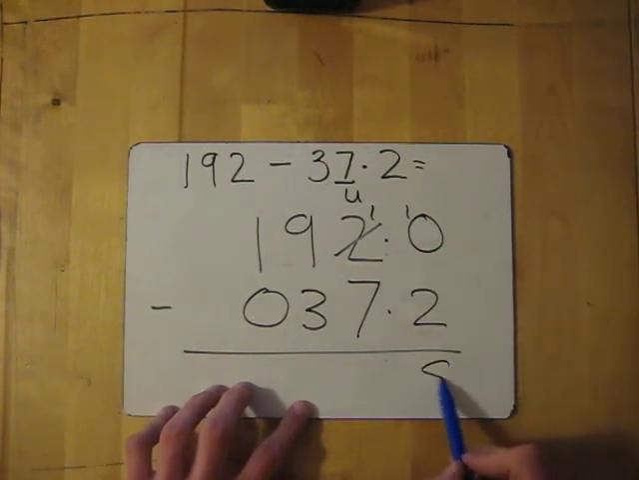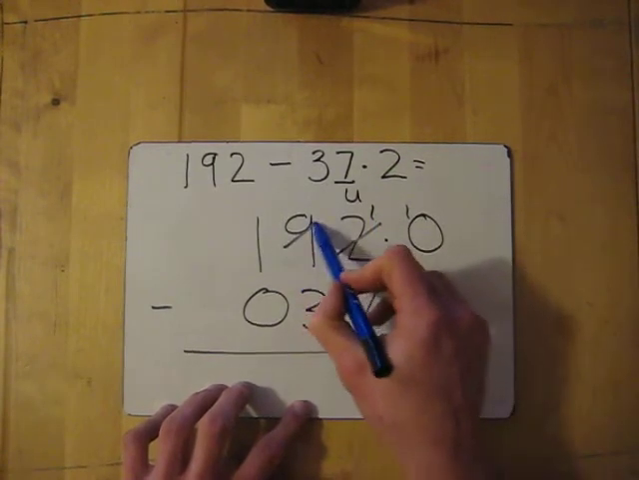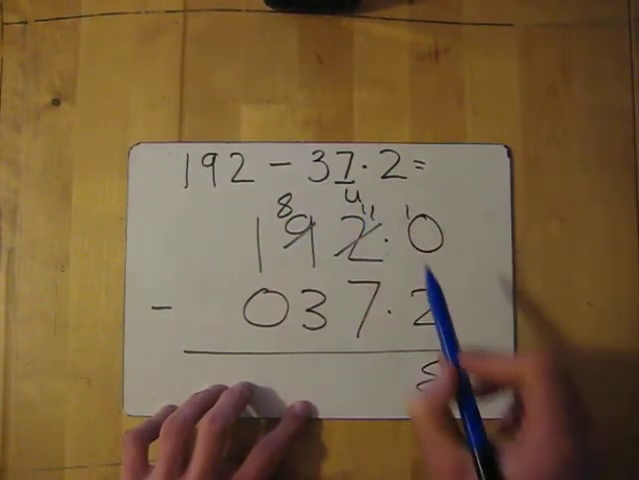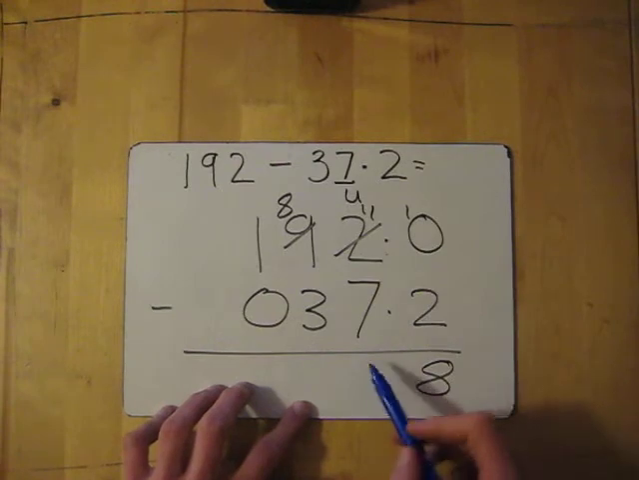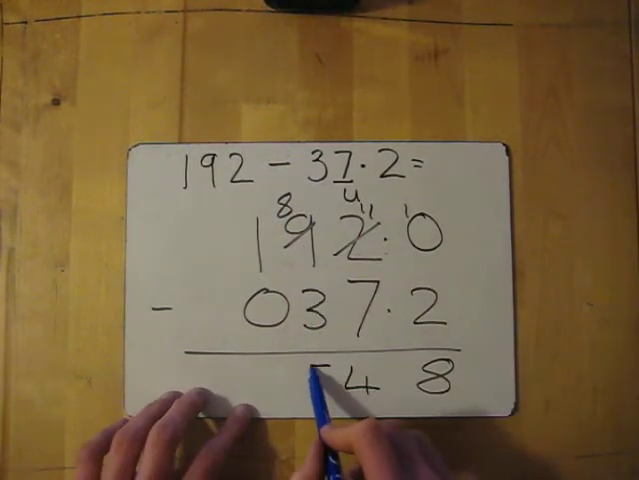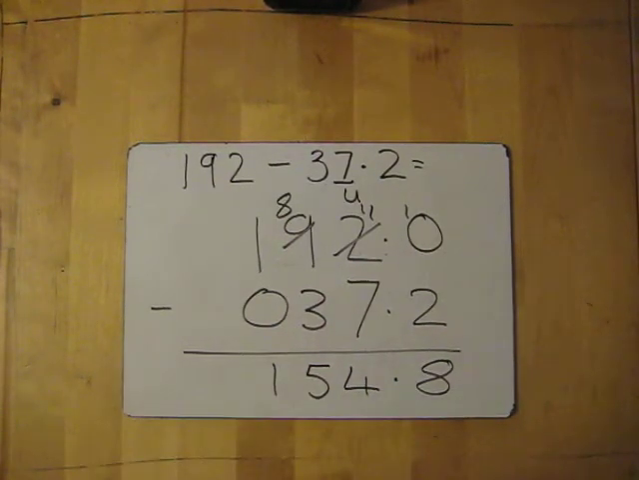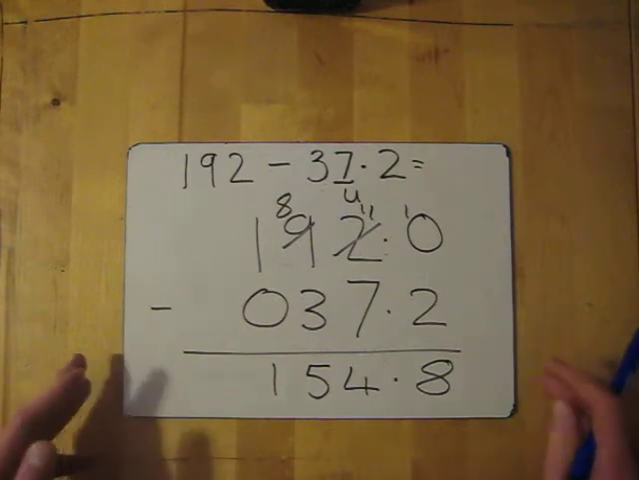So 10 take away 2 is 8. Now 1 take away 7 you cannot do because it's smaller, so we must borrow, and now it's 11 take away 7, which gives us 4. Then we've got 8 take away 3, which gives me 5. 1 take away 0, which is 1. Put the decimal point in. We got 154.8.